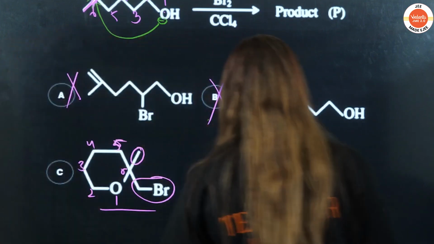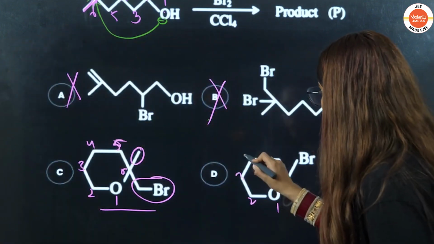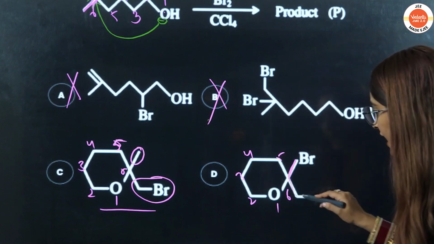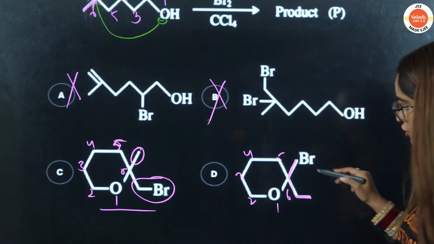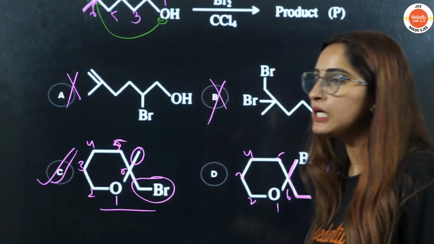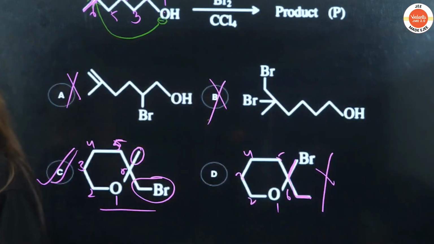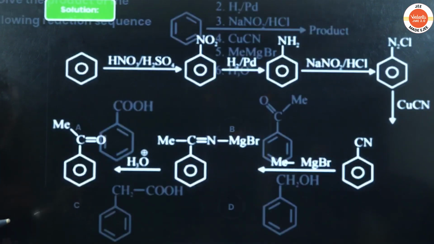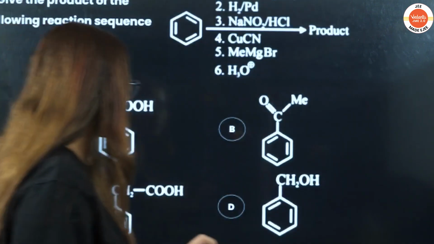If you talk about here, it is 1, 2, 3, 4, 5, 6. On the sixth position, you have one Br and one CH2CH3. So this is not the correct answer. This will become the correct answer. Clear? Okay. Next question.